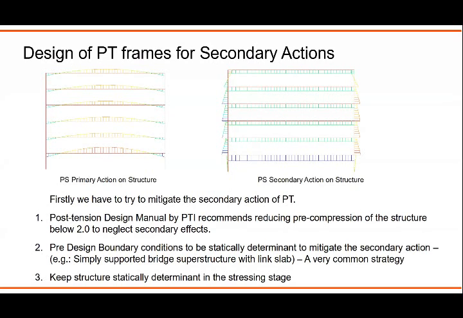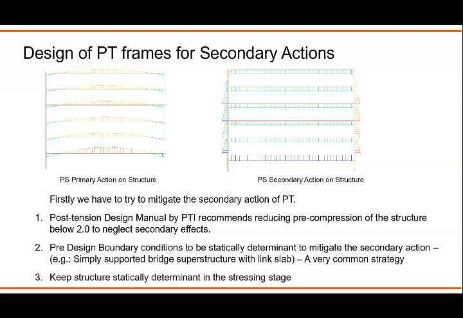In bridge design, we use a trick. We design bridge structures as apparently continuous; otherwise every span would need an expansion joint or something. We put in a link slab, a very small thin slab connecting the spans with small stiffness. Structurally we can neglect that small link slab, and the structure is simply supported, a simple span structure. Like that, we can mitigate and neglect the secondary action by this method also.